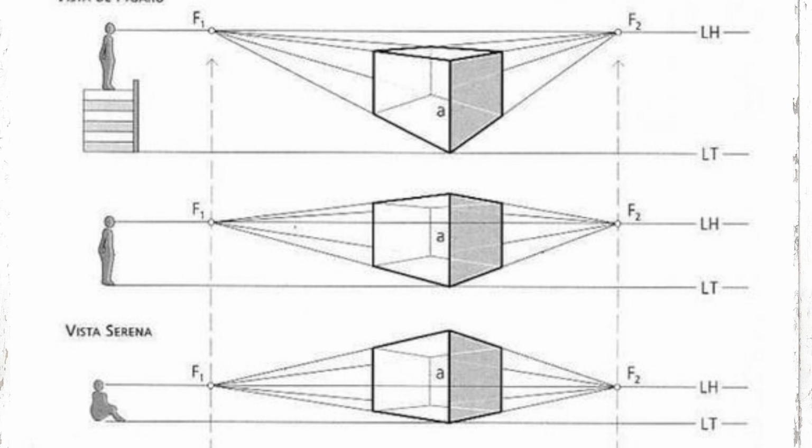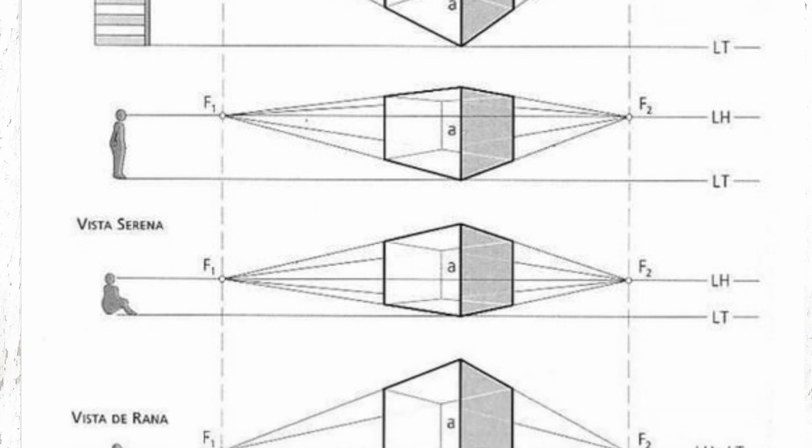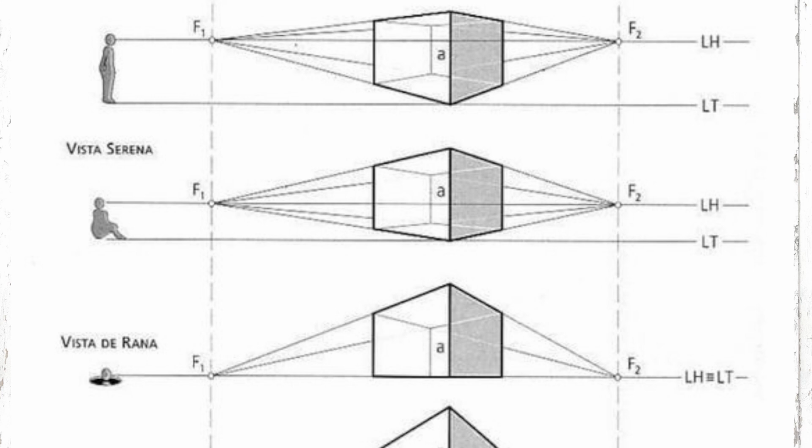Then we go down a bit further again, and it says Vista Serena. I don't know what that is. It's just got it off the internet. But the person is now sitting down on the floor. So the building looks like it's higher up because the person is lower down, and you've got the F1 and F2 line lower again.